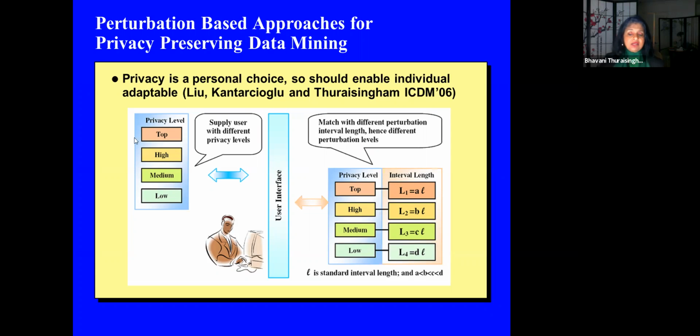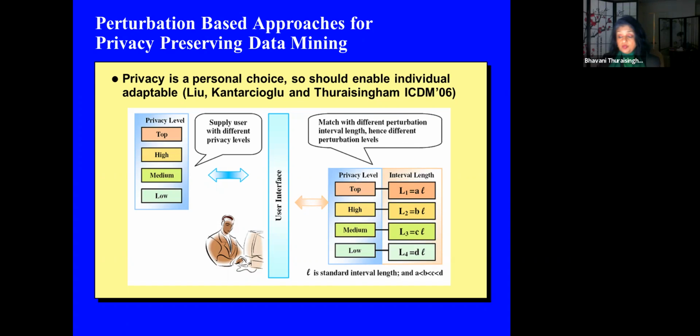So privacy level: top privacy, high privacy, medium, low. Supply the user with different levels. And so I say, look, I want this level of privacy. It's fine for me to have a high level of privacy. So then what you do is plug and play. Match with different perturbation interval lengths, hence different perturbation levels with respect to different privacy levels. So top privacy, it's this much perturbation, high privacy.